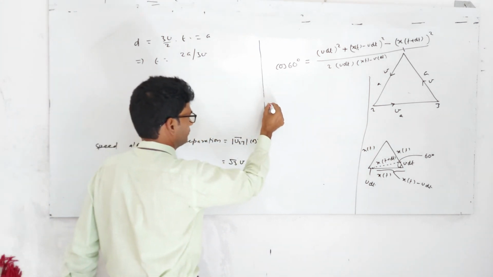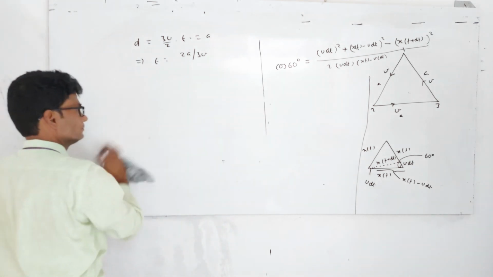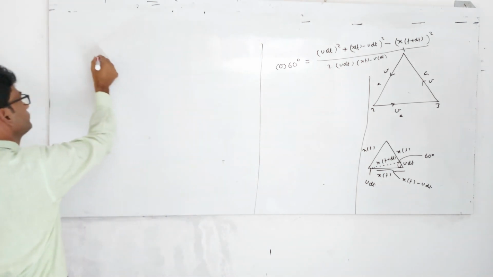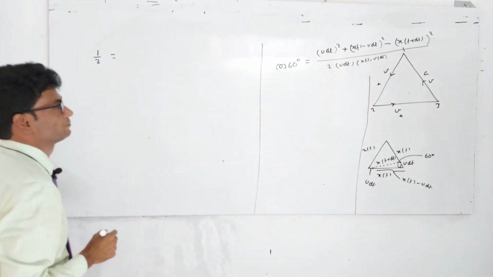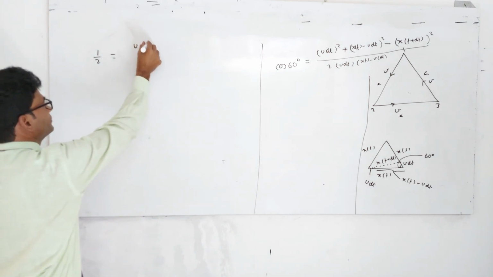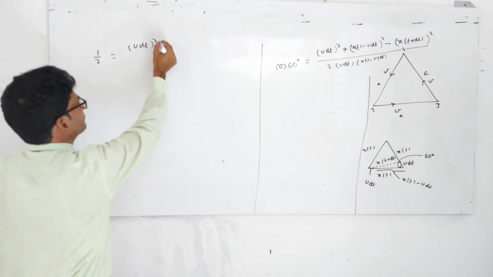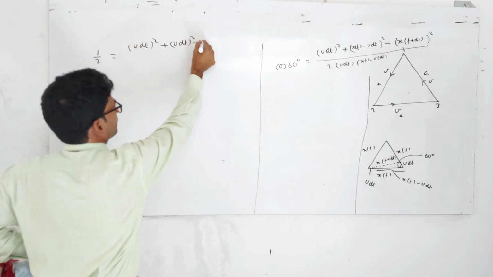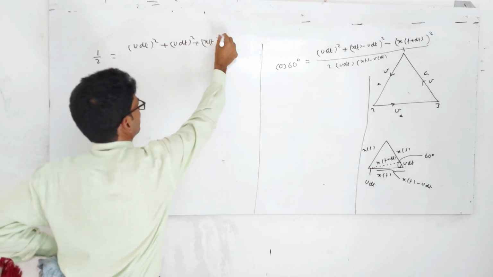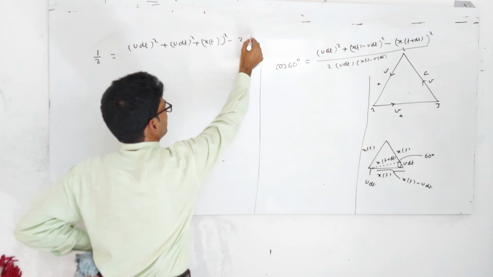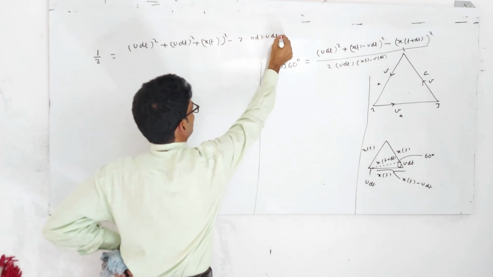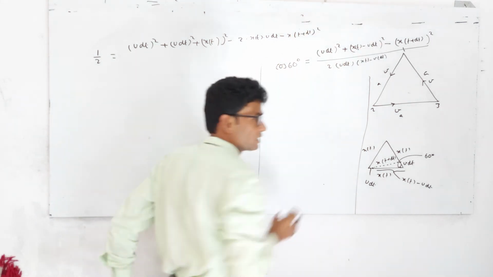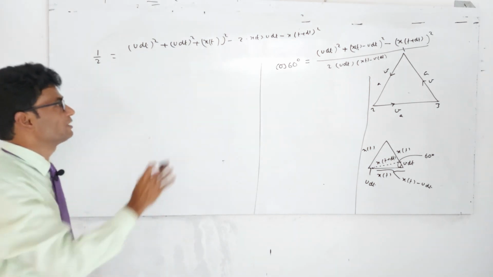Cos 60 degree, half, v dt whole square plus v dt whole square plus x of t whole square, minus twice x of t v dt minus x of t plus dt whole square, because this is a minus b whole square, a square plus b square minus twice ab, like that.